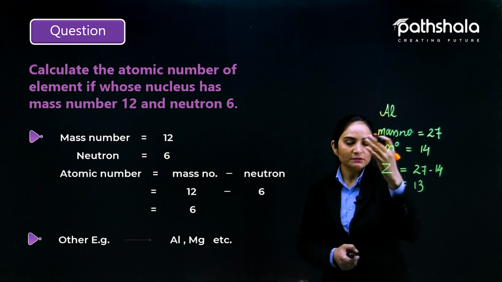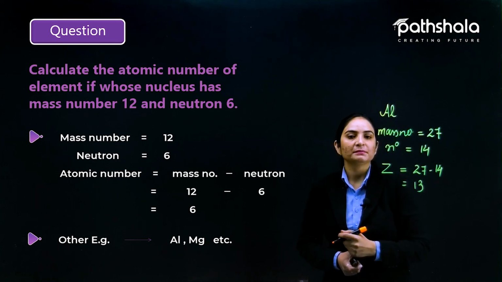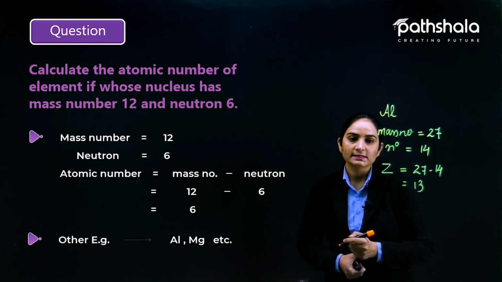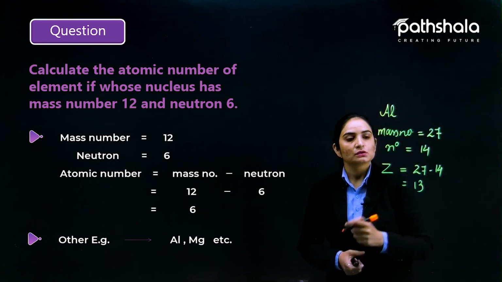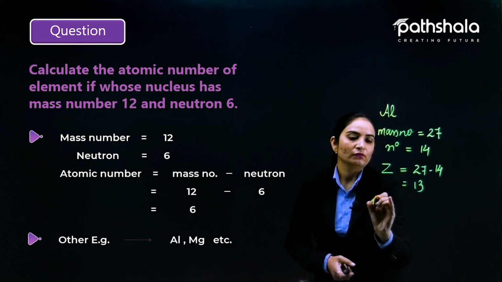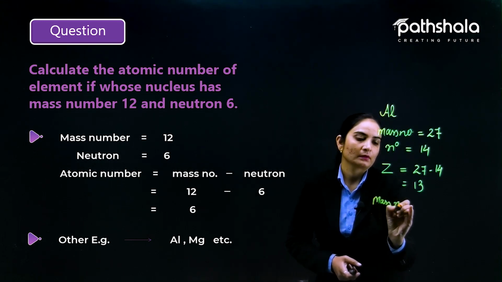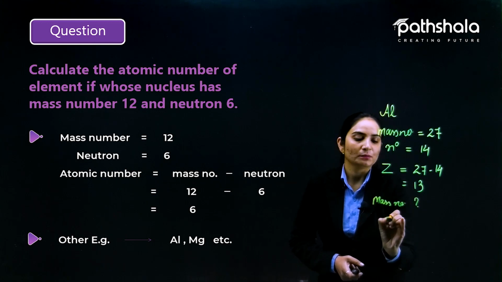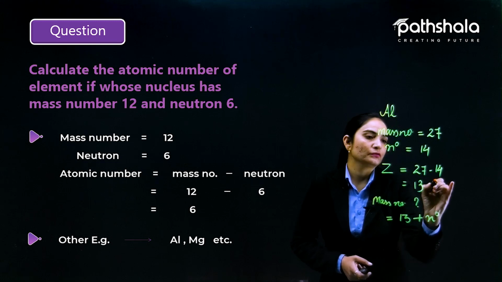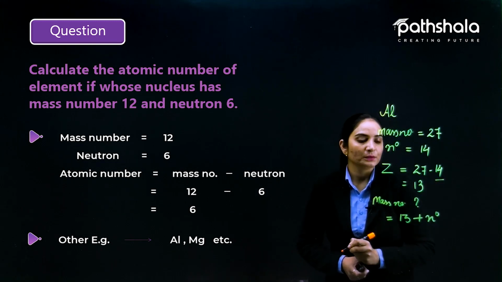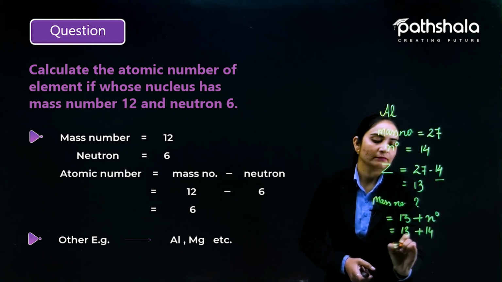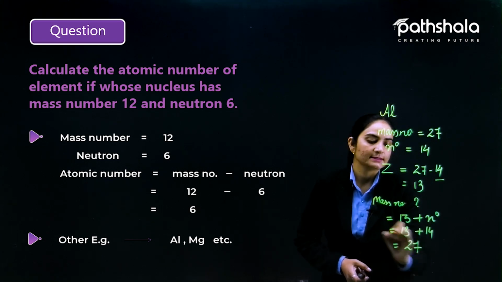So if you are asked for the atomic number here, sometimes it can also be asked the other way: the atomic number is given, the number of neutrons is this, find out the mass number. Then we need to do one thing. If we need to find the mass number, what will we do? Atomic number plus number of neutrons. We know the number of neutrons in the case of aluminium is 14. 13 plus 14, then we'll find the mass number, that is 27.